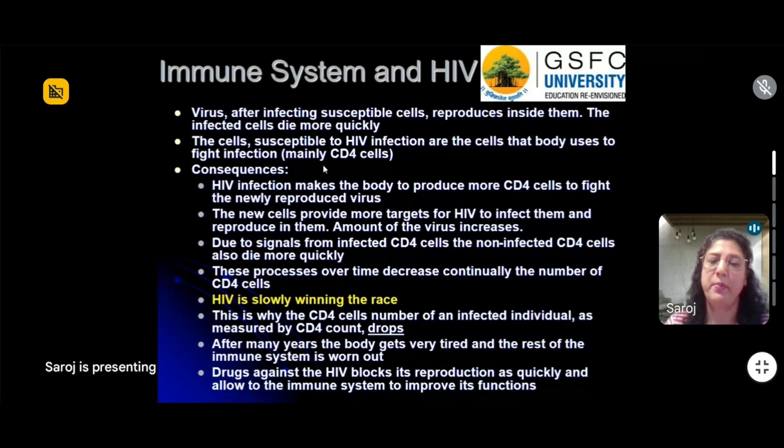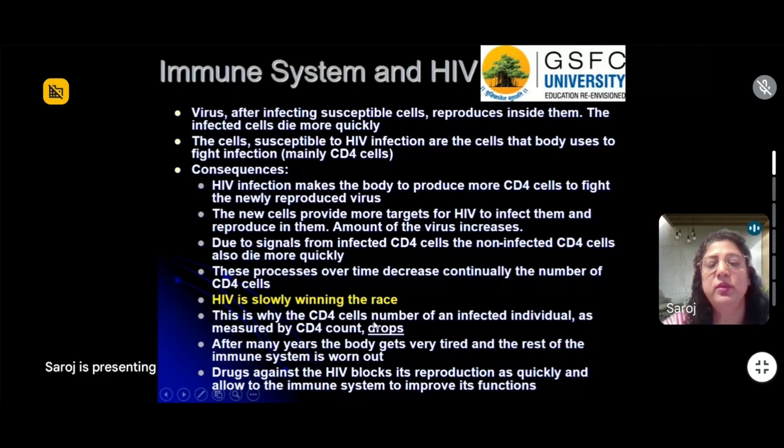So over a period of time, what you would see is more and more infected CD4 cells, and those cells are being destroyed because the virus kills them and releases from them. Over a period of time, we are losing the CD4 cells. So in the race between the CD4 cells and the HIV, it is the HIV which is slowly winning the race, taking over the CD4 cells.